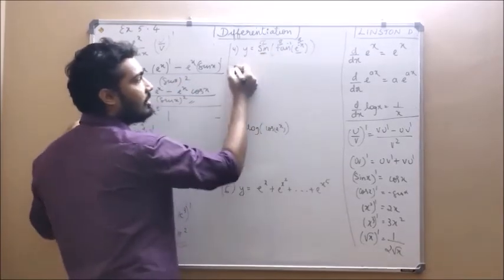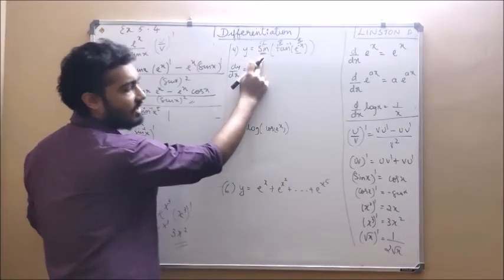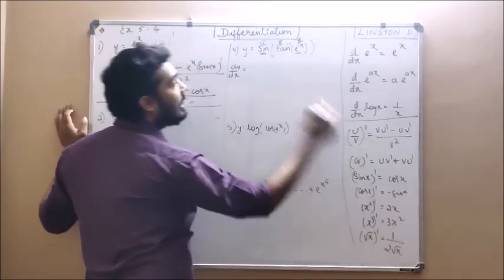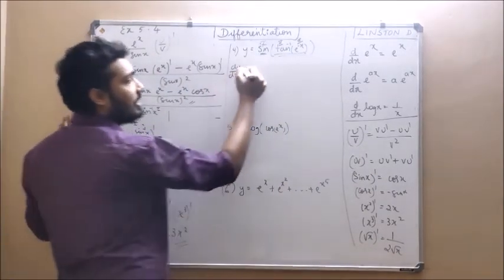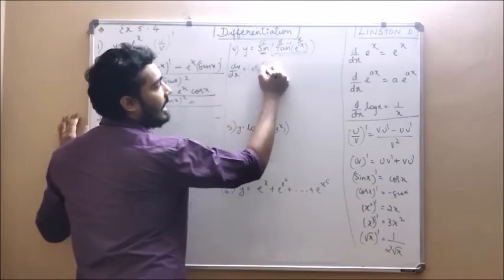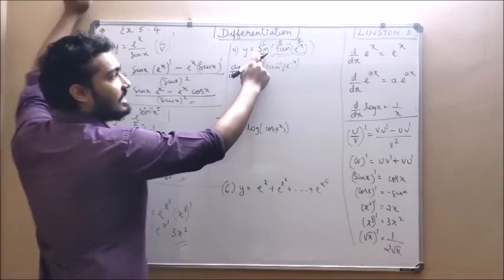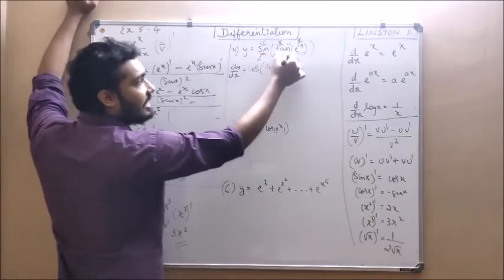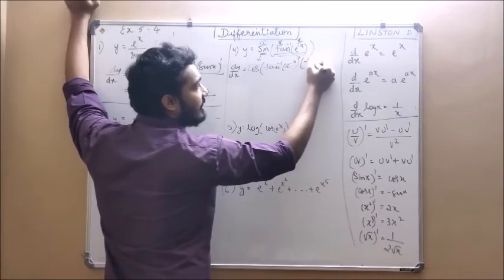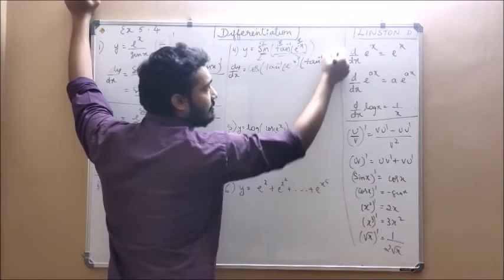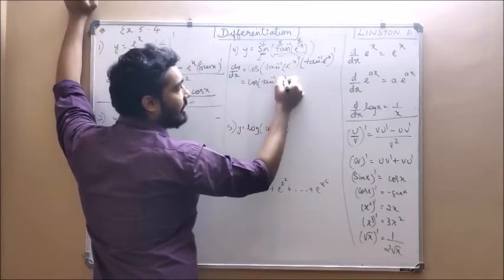How to apply the chain rule? First differentiate sine. So dy by dx. What is the differentiation of sine x? It is cos x. Instead of x, what is there here? Tan inverse of e power minus x. So it is cos tan inverse of e power minus x. So we differentiated this. Next, we have to differentiate the inner function, tan inverse of e power minus x.